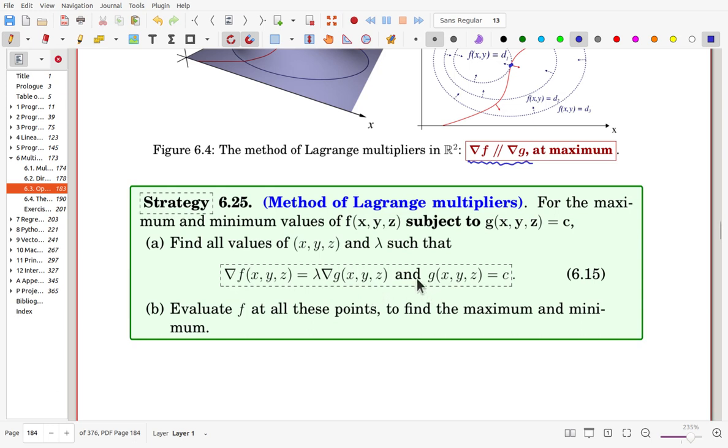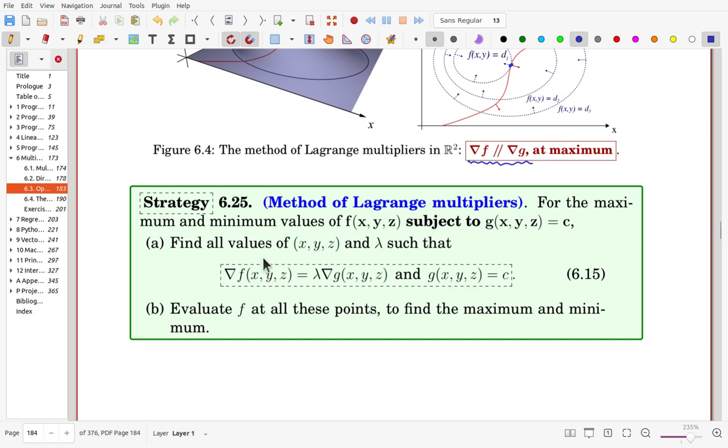And here this is a constant. We have to decide four variables: x, y, z, and lambda. Now we have four equations. In 3D, the gradient will make three equations, and this is the equation of the constraint. So we have 4 equations, so that we can solve the problem reasonably.